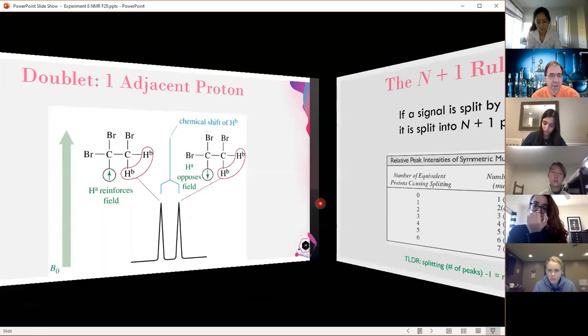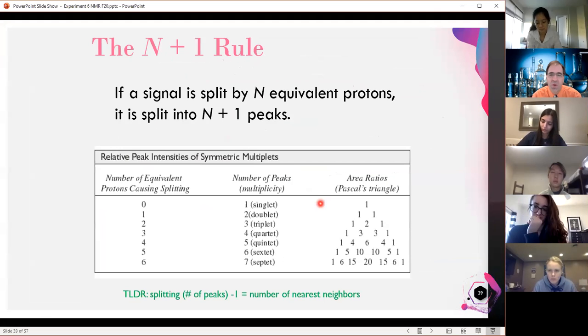All right. So moving on. What you noticed a moment ago, I said, is if there were 2 nearest neighbors, we got 3 peaks. If there was 1 nearest neighbor, we got 2 peaks. So if a signal is split by n equivalent protons, it's split into n plus 1 peaks. And we got really creative here. This is called the n plus 1 rule.